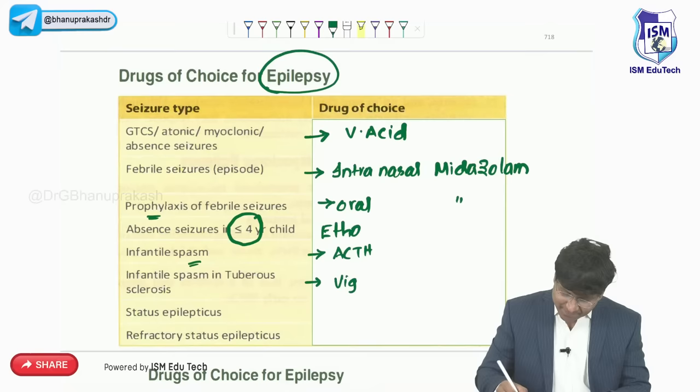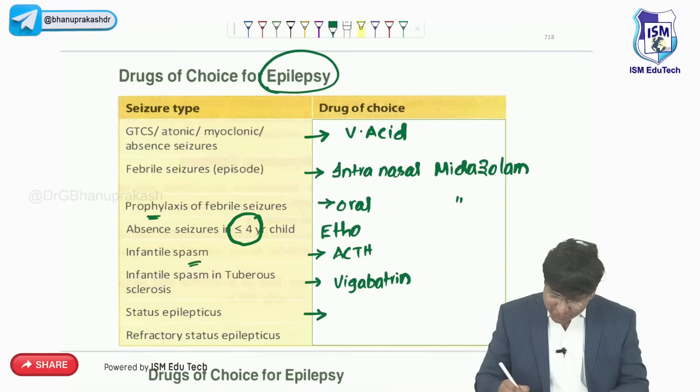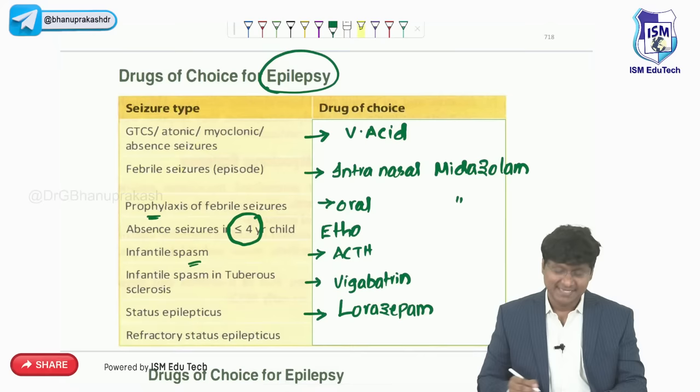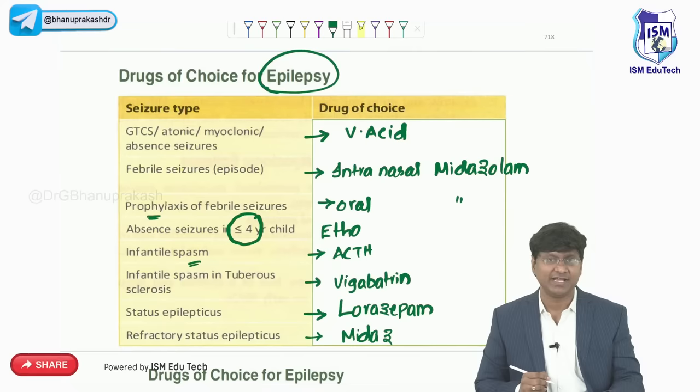Whereas in status epilepticus, the drug of choice will be lorazepam. And in refractory status epilepticus, the drug of choice will be midazolam. So this is about the drug of choice in various types of epilepsy.